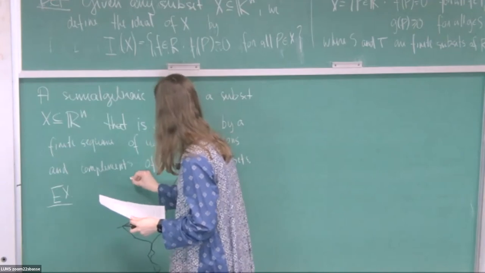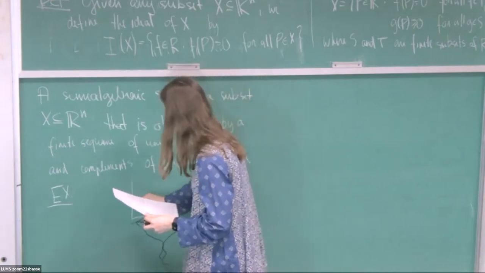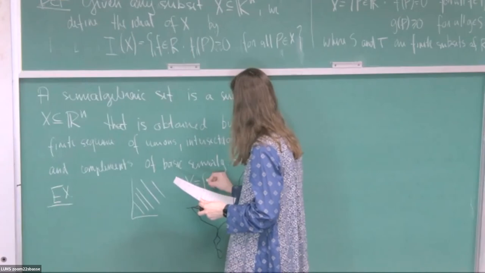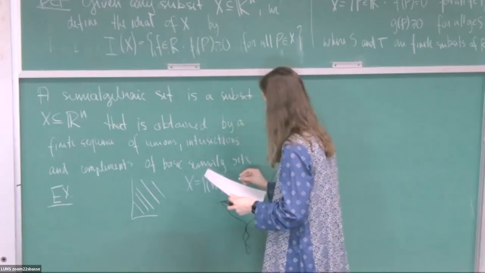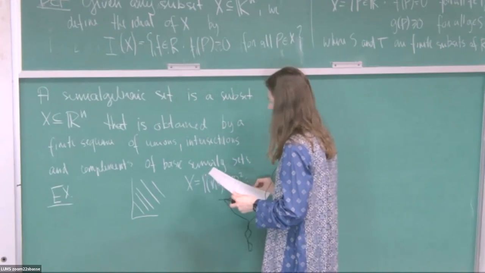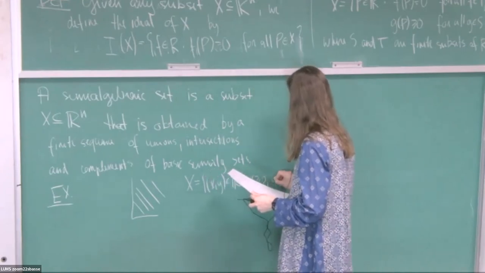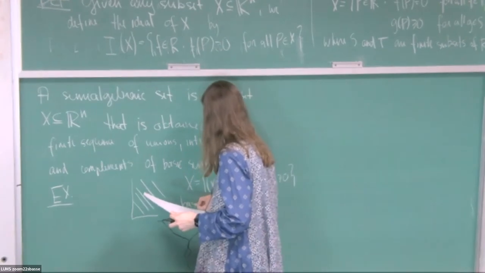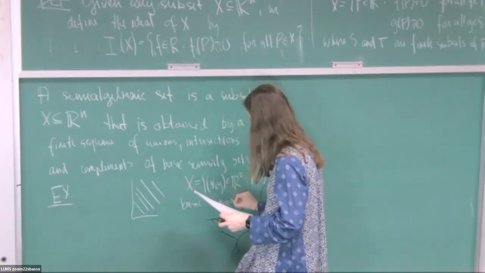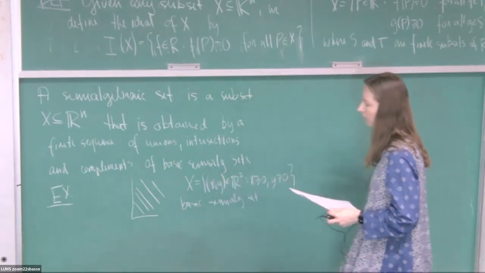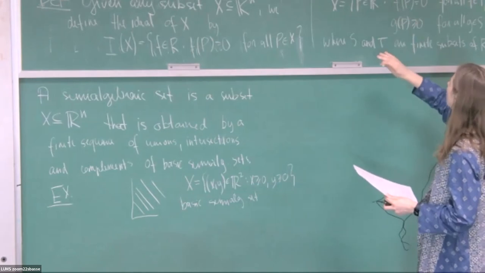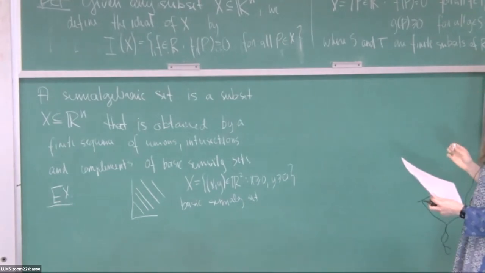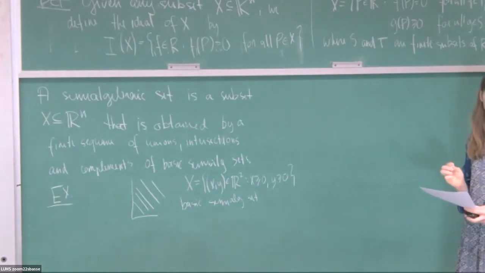So if you consider the non-negative orthant, so X is defined by all the points x and y in R^2, such that x is greater or equal than zero and y is greater or equal than zero. So this is a basic semi-algebraic set. So it's of the form that I wrote over here. And actually we have no equalities. So T is the empty set and S consists of two polynomials.